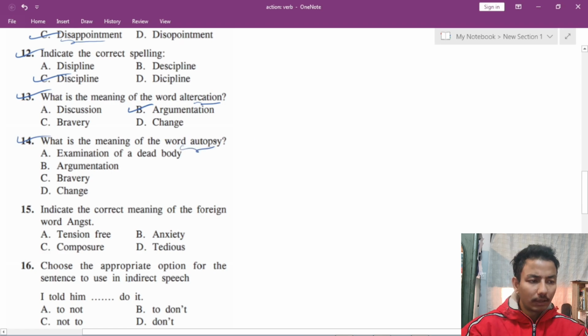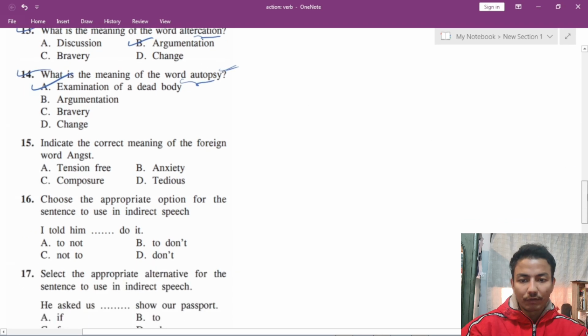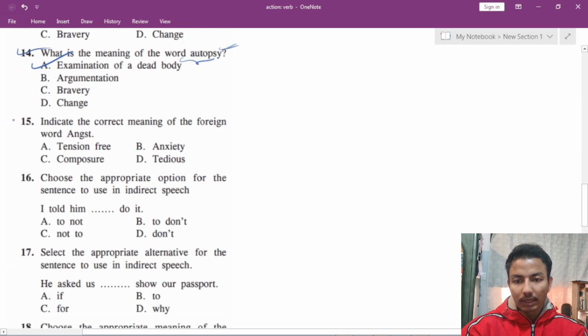So autopsy, when there is death of someone in mysterious circumstances, we don't know the cause of the death, so an autopsy is conducted. And autopsy is nothing but a full examination of a dead body. So here the correct option is the examination of a dead body. Okay, next, question number 15. Indicate the correct meaning of the word angst. The correct meaning of the word angst is anxiety.